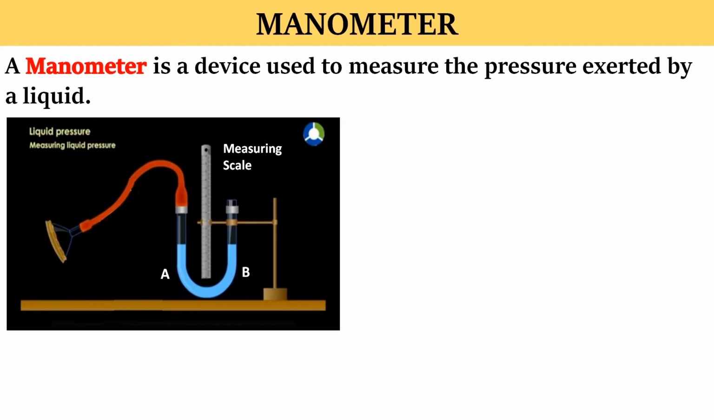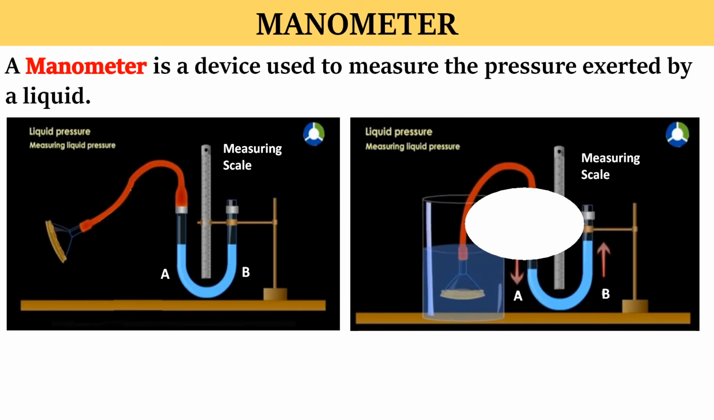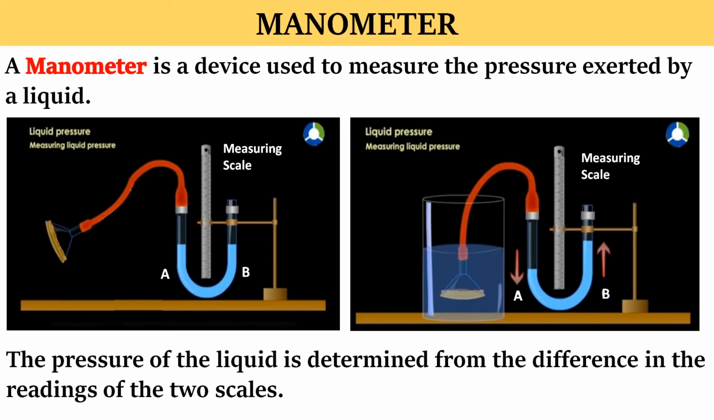The scale should be able to measure the readings marked on both the sides of the glass tube. One end of the glass tube, marked as arm A, is then connected to a container having a liquid whose pressure is to be measured, whereas the other end, arm B, is kept open. The pressure of the liquid is determined from the difference in the readings of the two scales.